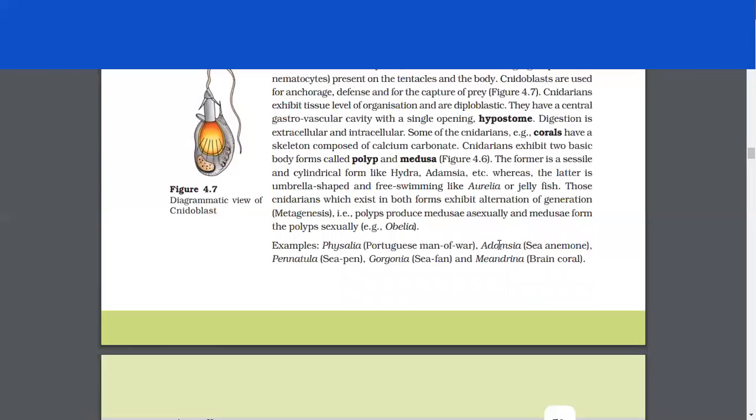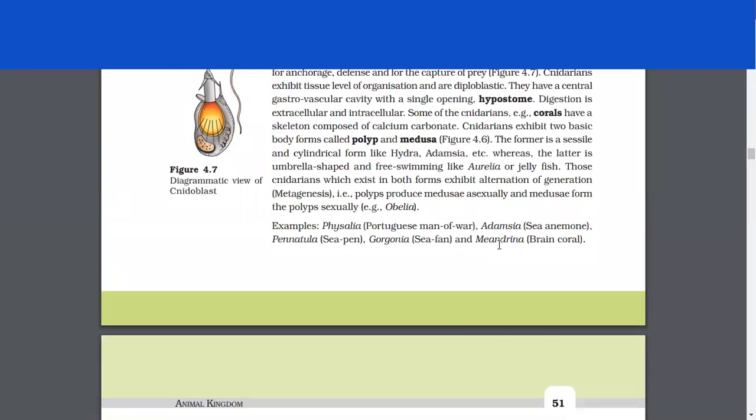The former is a sessile and cylindrical form like Hydra, Adamsia, etc., whereas the latter is umbrella-shaped and free-swimming like Aurelia or jellyfish. Those cnidarians which exist in both forms exhibit alternation of generation, which is metagenesis, that is, polyps produce medusae asexually and medusae form the polyps sexually, for example, Obelia. Examples: Physalia, which is Portuguese man of war, Adamsia, Pennatula, Gorgonia, Meandrina.